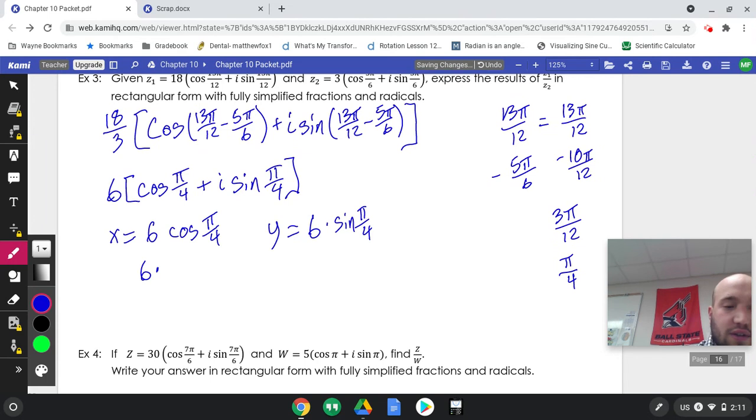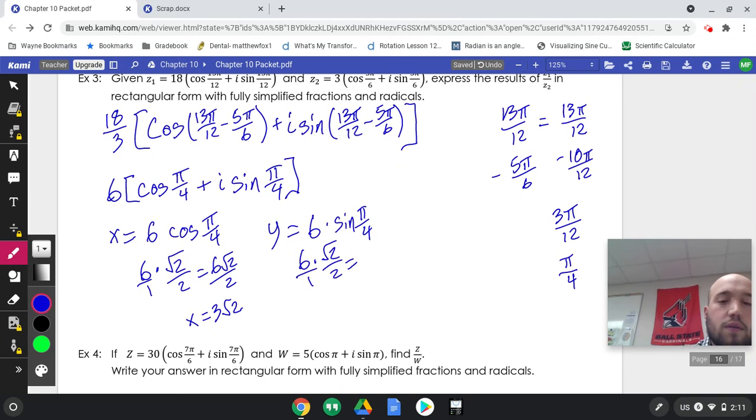So in our case, that'll be 6 over 1 times square root of 2 over 2. We'll get 6 square root of 2 over 2. x will equal 3 square root of 2. And y will be the same exact thing. So to write your final answer, 3 square root of 2 plus 3 square root of 2 i.